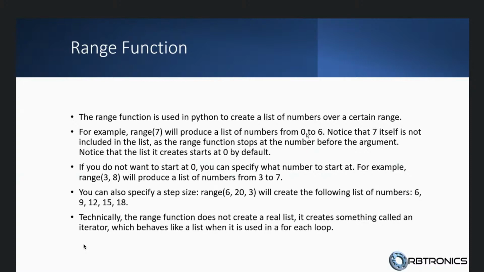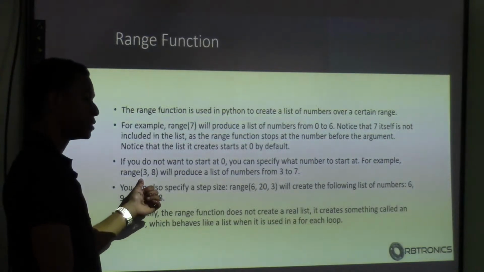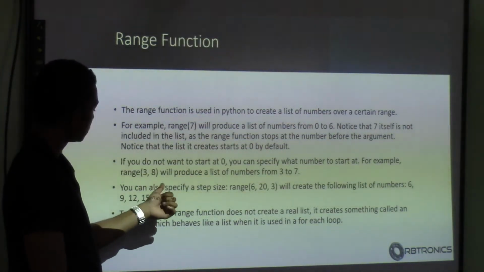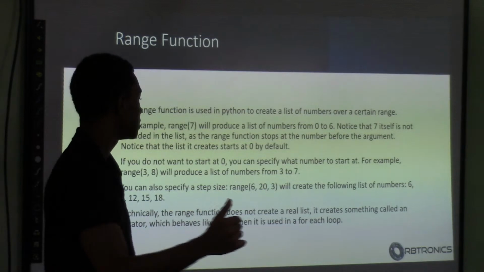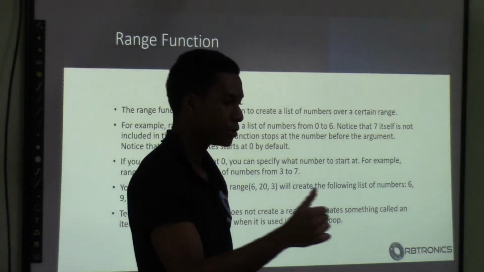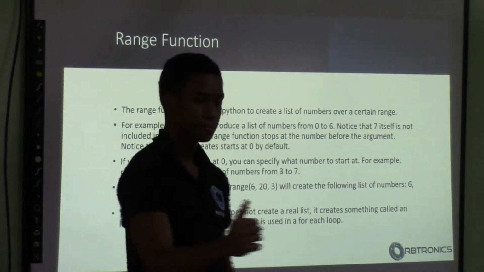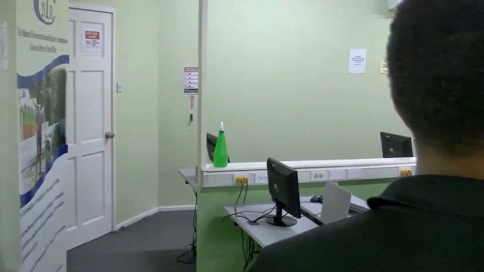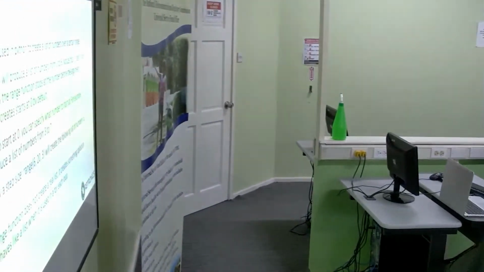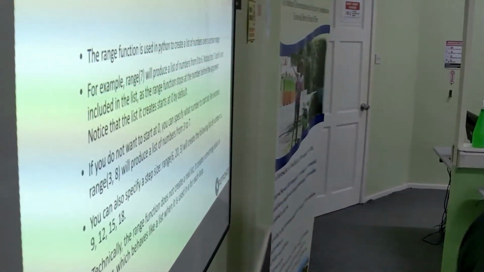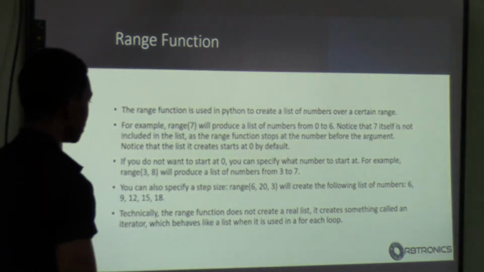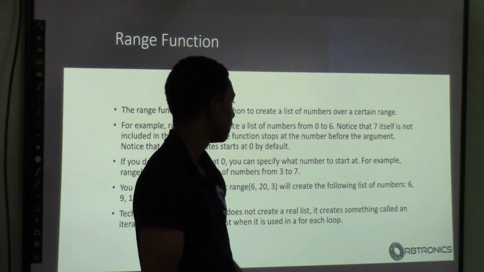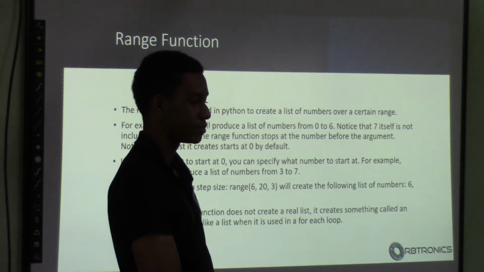So, if you do not want to start at 0, you can specify what number to start at. For example, we could say range, open parentheses, 3, 8, close parentheses. We produce a list of numbers from 3 to 7. You agree? Yes, sir. So you can also specify a step size, and we could say range, open parentheses, 6, 20, 3, and what will be our range of numbers it creates?